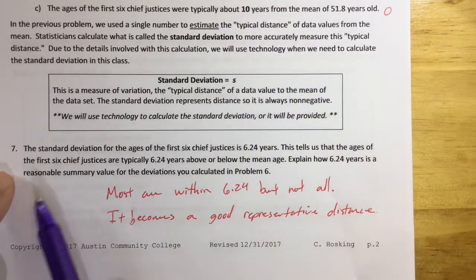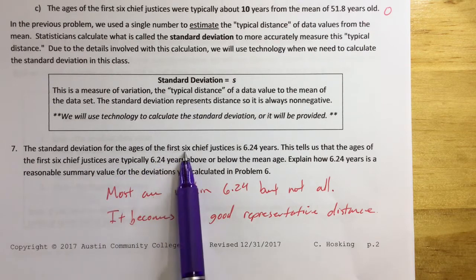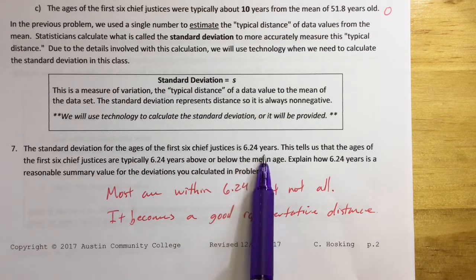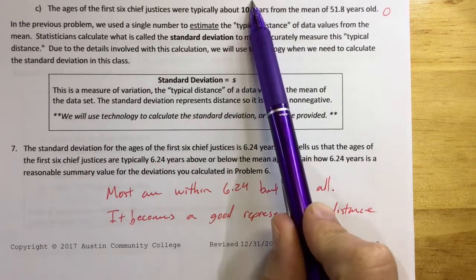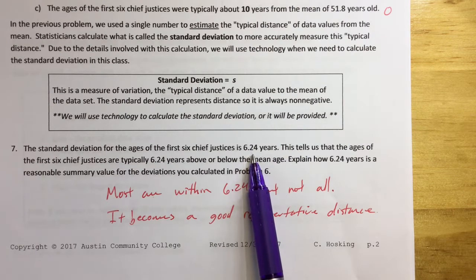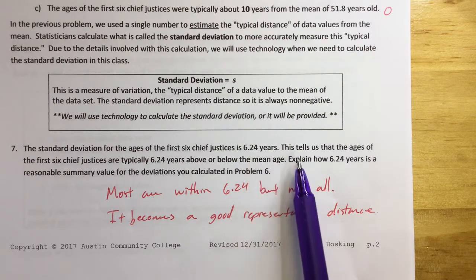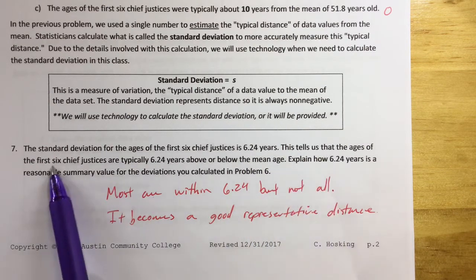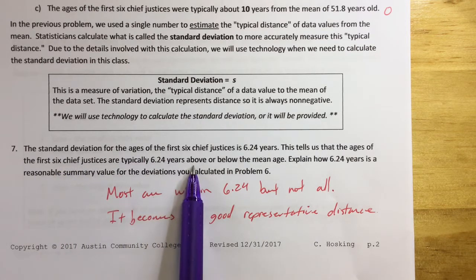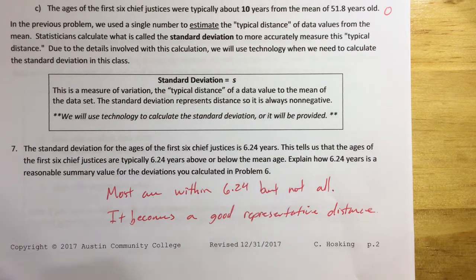Okay, so problem number 7 says that the standard deviation of the ages of the first 6 Chief Justices is going to be 6.24 years. So it's pretty close to the 6 that they had us pick out, but the actual calculation is 6.24. And this tells us that the ages of the first 6 Chief Justices are typically 6.24 years above or below the mean age.